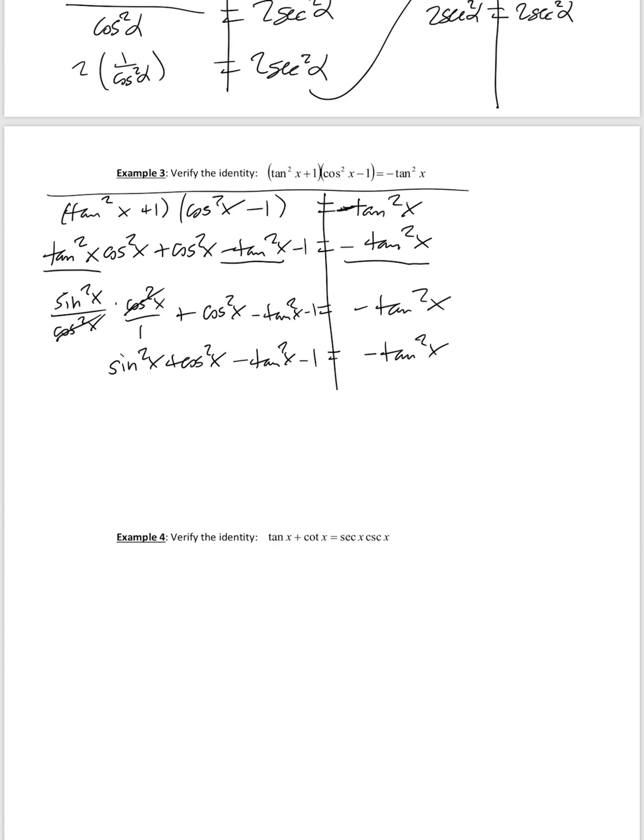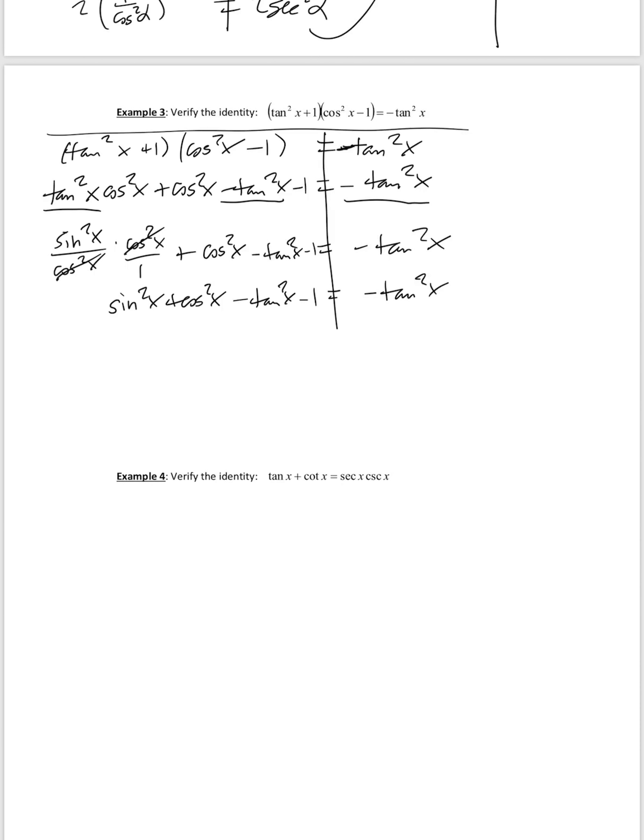Pythagorean, I'm going to scream that. I should turn that into like the movie Up when Doug shouts squirrel. Maybe I'll just shout Pythagorean anytime I see sine squared plus cosine squared or secant squared minus 1. So sine squared plus cosine squared, Pythagorean, that's 1.